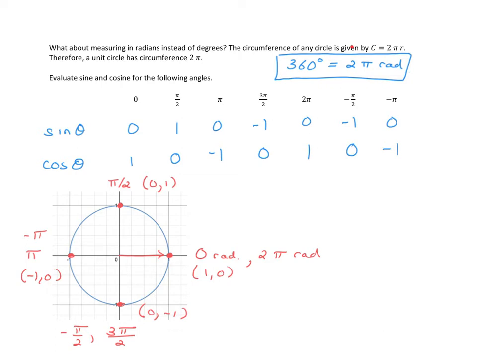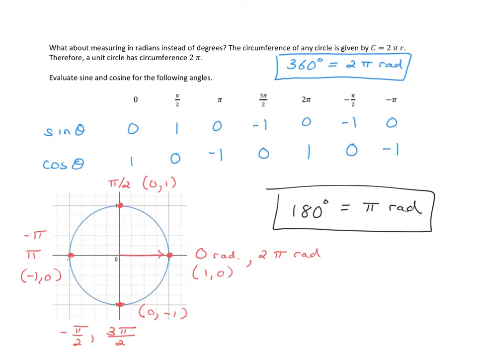I put this connection up here between degrees and radians. You could divide both sides by 2 in this relationship to get a simpler one. It's more often stated that half a rotation of 180 degrees is the same thing as a rotation of pi radians. Either one's fine, but that is it for radian measurements.